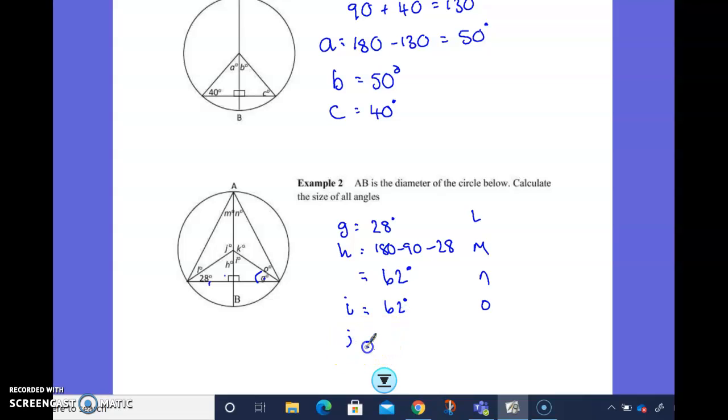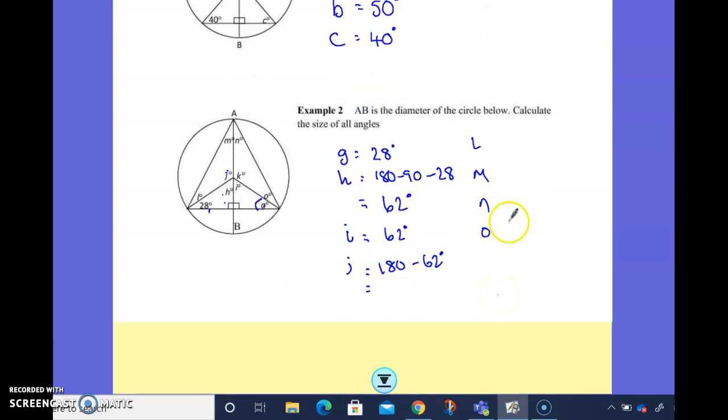J, we're looking at another property of angles here, one that you should hopefully know. Angles along a straight line add up to 180. So these two angles here, J and H, must add up to 180. So to get J, we're doing 180 take away 62, that would be 118 degrees. Keep going.